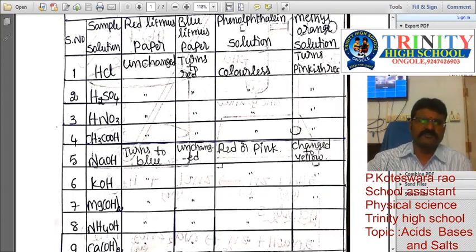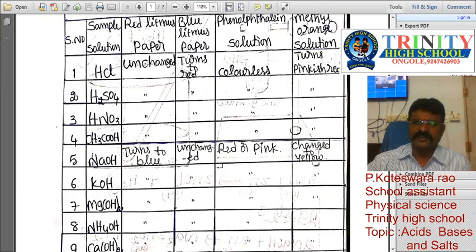Okay. First of all, what is the first one? HCl, we can take into those 4 watch glasses and dip red litmus paper. Here red litmus paper is unchanged, means the color is not changed. We can write here unchanged. Next one, blue litmus paper. Blue litmus paper dipped in the second watch glass of HCl turns to red. Blue litmus turns to red. So we can write down here turns to red.